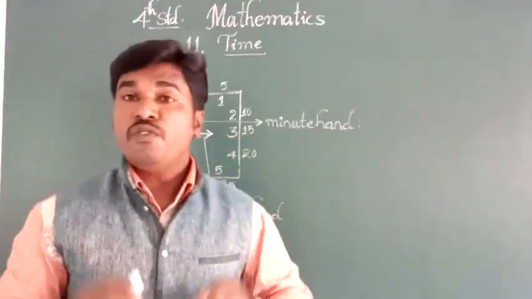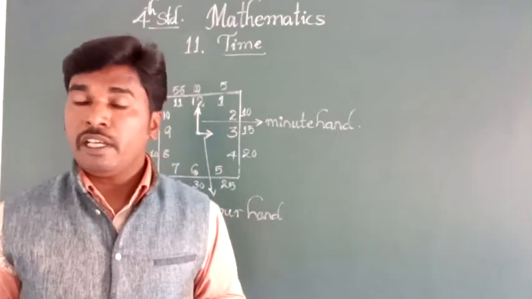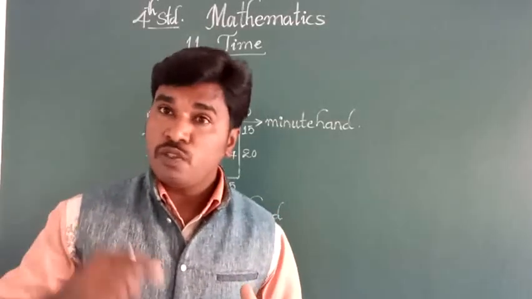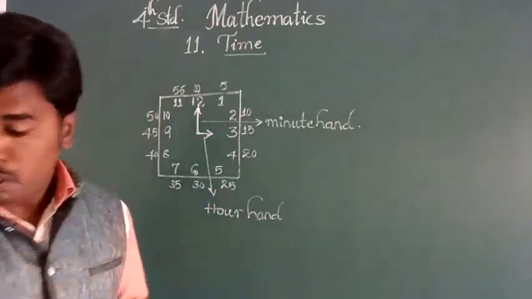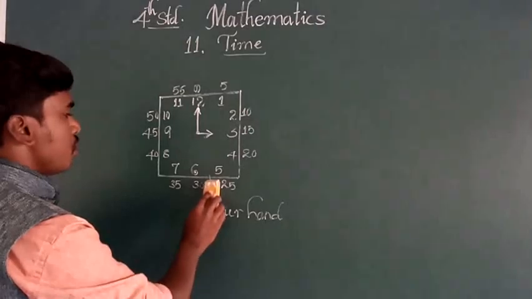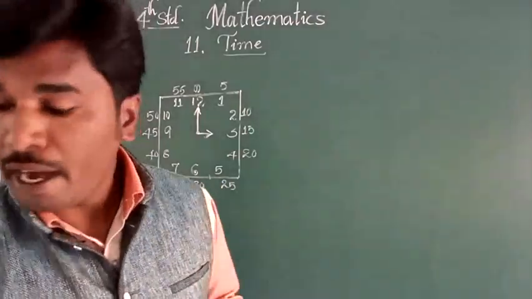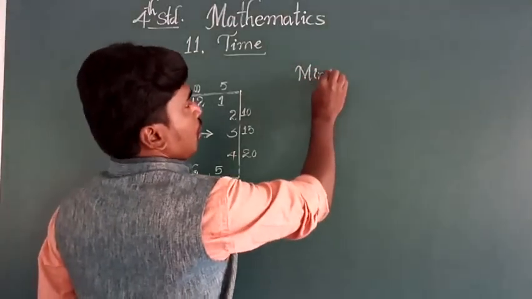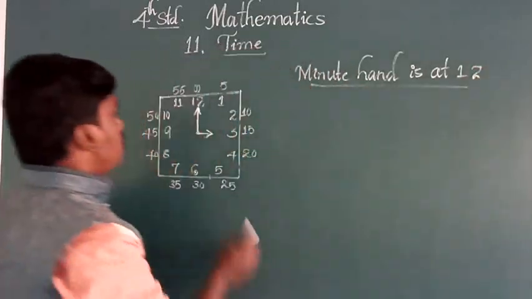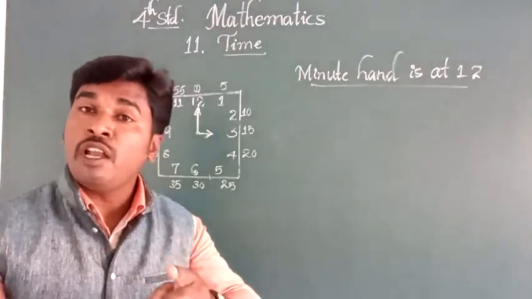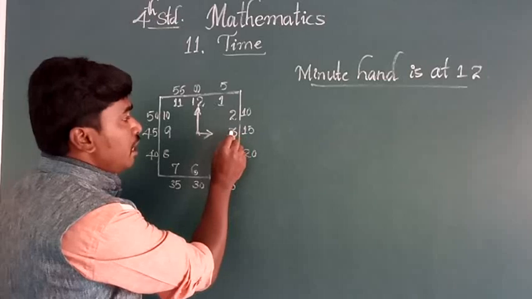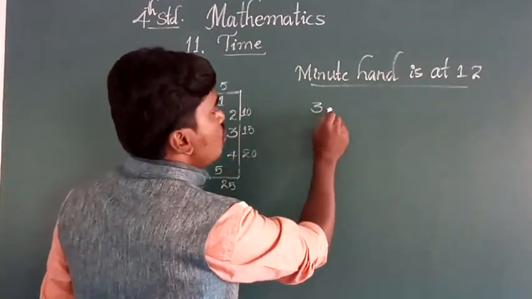Dear students, now it is very important to read the time. To write the time as well as read the time, you should always keep this in your mind. When the minute hand is at 12, dear children, observe here. This is the minute hand. If the minute hand is at 12, it means that it completes the hour on which the hour hand is there, that is the hour. If now it is on 3, the time is 3 o'clock.